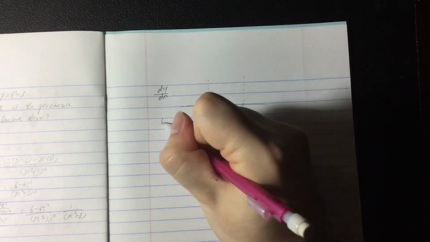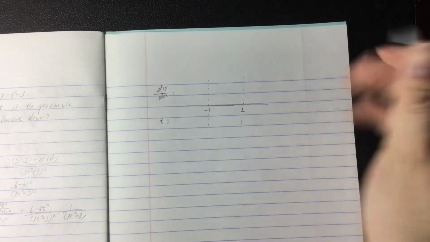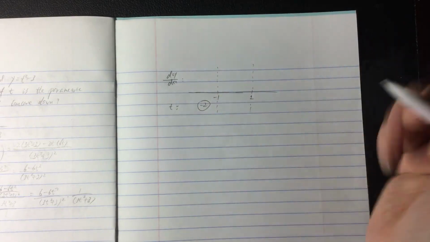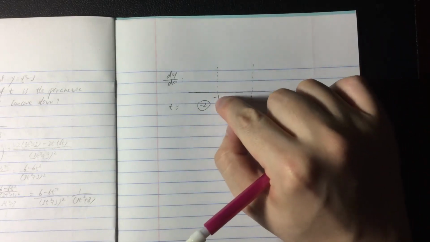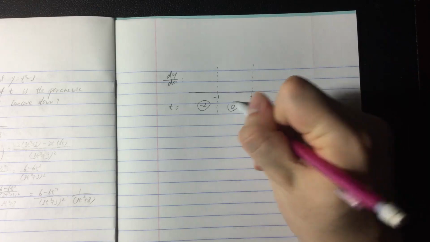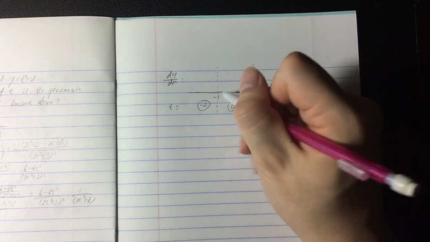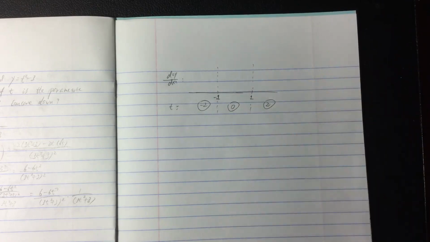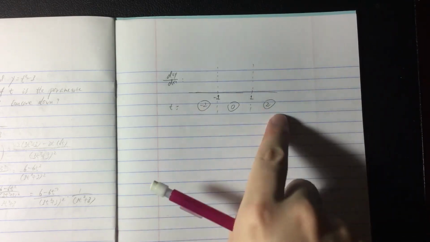Let's pick some test numbers for t. We pick a test number less than -1, which could be -2. Pick a test number between -1 and 1, which could be 0. Pick a test number greater than 1. I can pick 2. Plug each test number into the second derivative.